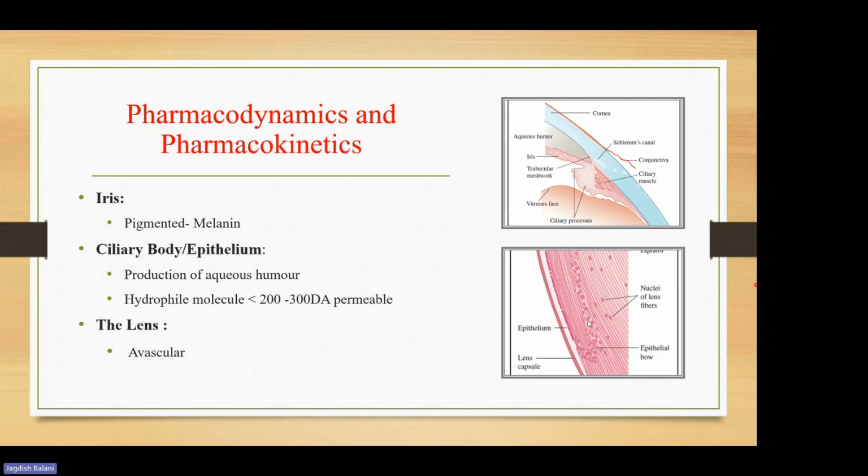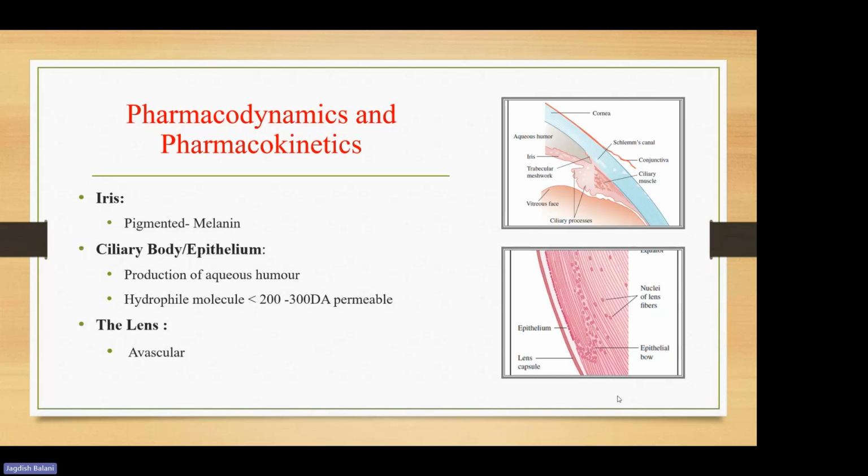Then there is the ciliary body, or the ciliary epithelium, which produces the aqueous humor, which nourishes the anterior segment, or even I would say the anterior chamber of the eye. Sometimes compounds which are hydrophilic in nature and less than 200 to 300 Dalton may easily permeate the ciliary body or epithelium. They may reach further to other parts of the eye, up to the retina also.